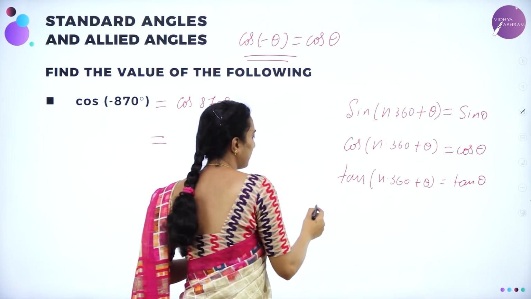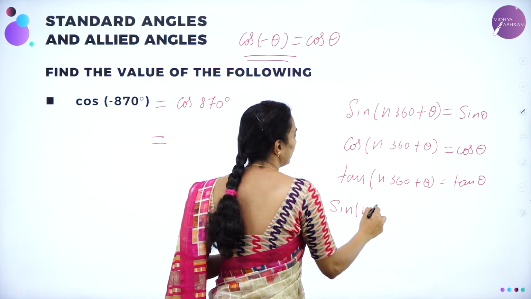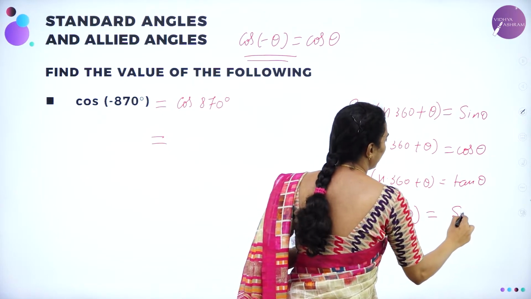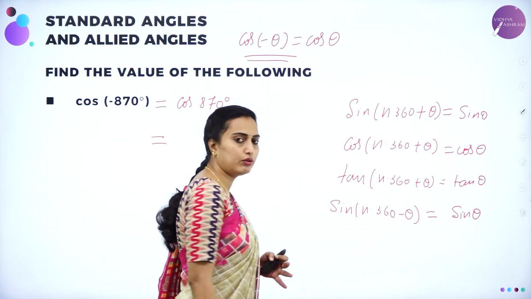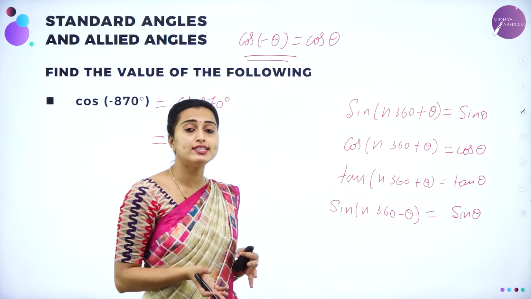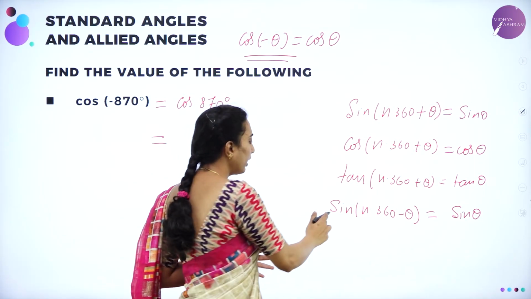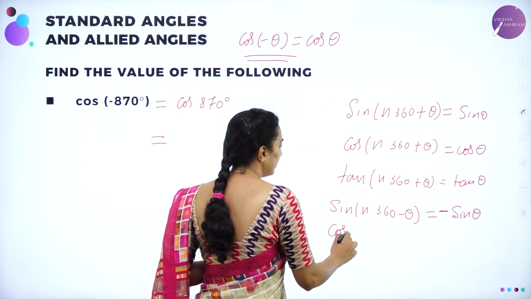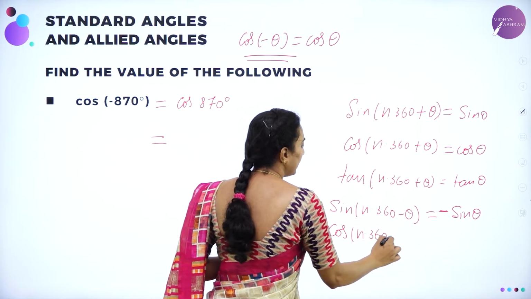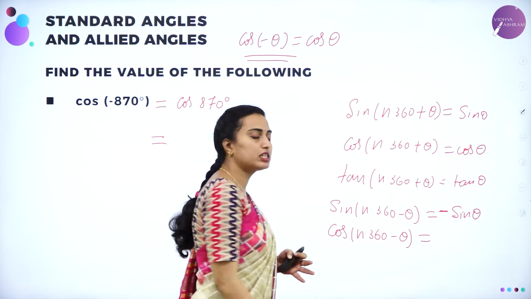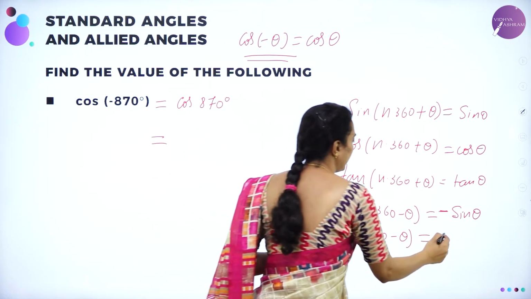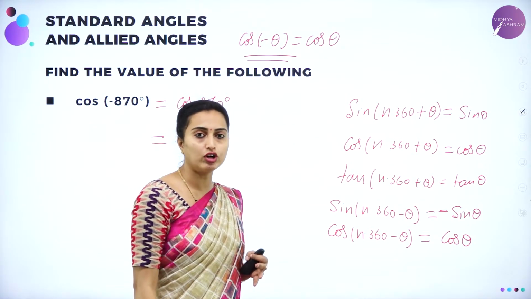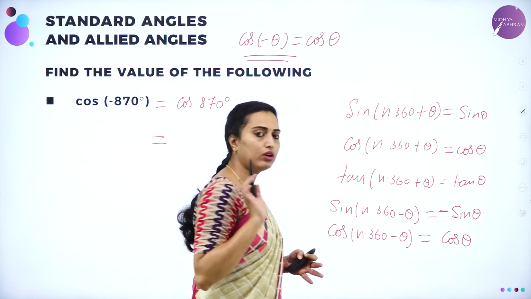Now, coming to 360 minus theta: sine of n into 360 minus theta is nothing but minus sine theta, because with 360, sine will become sine only. 360 minus theta falls in which quadrant? Fourth quadrant, where sine is negative. Understood? Similarly, you can have cos of n into 360 minus theta. Cos will become cos only. First write down that, and then the sign. 360 minus theta falls in the fourth quadrant, where cos is positive only.